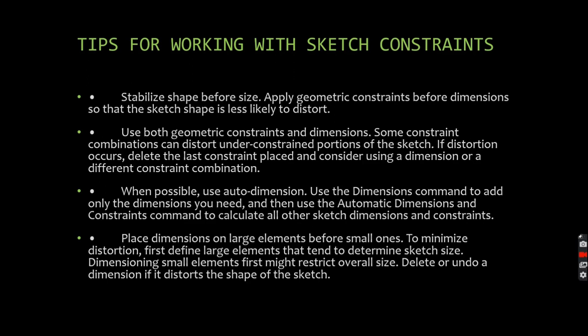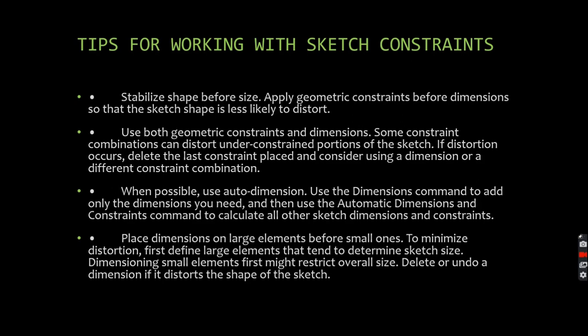Use both geometric constraints and dimensions. Some constraint combinations can distort under constrained portions of the sketch. If a distortion occurs, delete the last constraint placed and consider using a dimension or a different value. Sometimes it's very frustrating. You will make the constraint, and all of a sudden everything has changed. Just relax and go back.